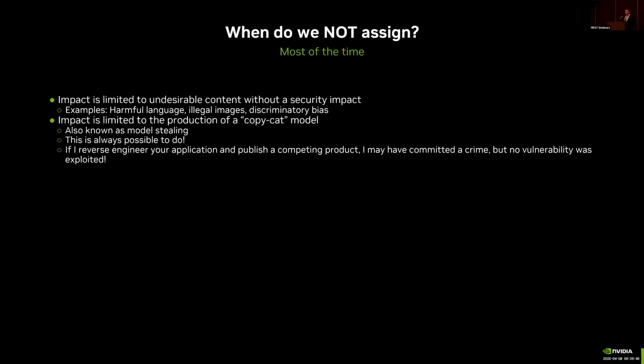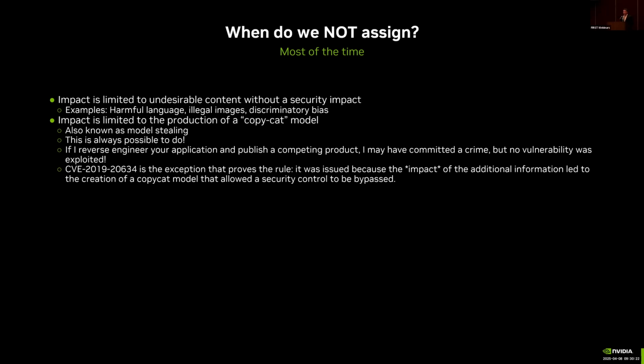And I like to use the analogy that if I steal your source code, if I gain unauthorized access to your source code repository and I download your source code and then I ship a competing product that's built off of your stolen source code, I have exploited a vulnerability by gaining unauthorized access to your code repo. But if I reverse engineer your application and publish a competing product based on the source code, because I'm that good of a reverse engineer in this hypothetical example, maybe I've committed a crime, but I didn't exploit a vulnerability.